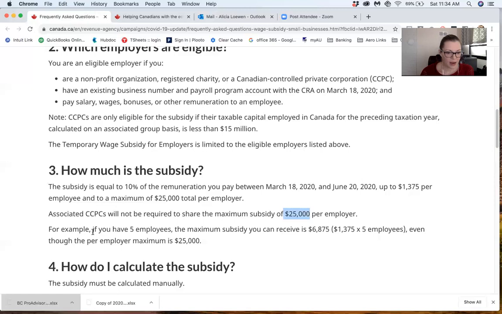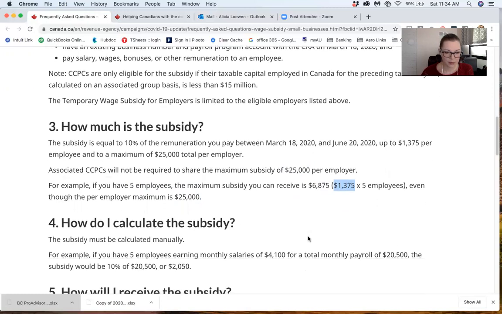Here's an example. If you have 5 employees, the maximum subsidy you could receive is $6,875, which is the per employee max times 5 employees, even though the per employer maximum is 25 grand. So it's maxed out by how many employees you have. This is the total for the entire 3-month time period that you can claim per employee.